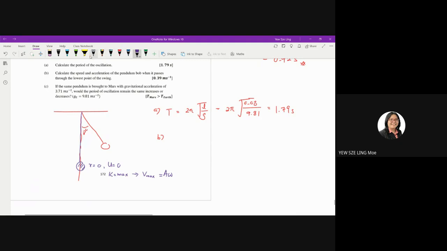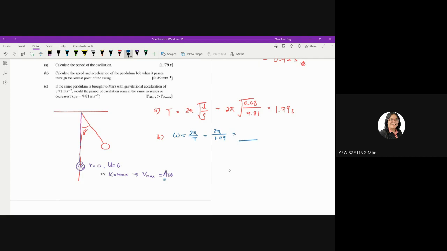Okay, let's see. So if you want to calculate v equals A omega, you need A. Okay, omega can be obtained from T because omega is equal to 2 pi over T. It's very simple. Straight away you obtain omega is equal to 2 pi divided by 1.79. Okay, so you get the value here. Now the problem is A.